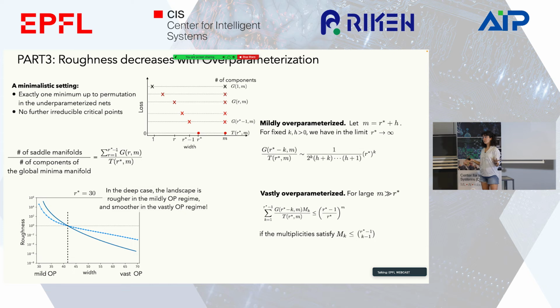And what happens in the deep case? Because this is a simple principle coming from the permutation symmetry, I can apply the same principle to all of the hidden layers of the network. And that's going to give us an exponential factor in the number of saddles and global minimum. So the roughness measure also gets exponentiated.